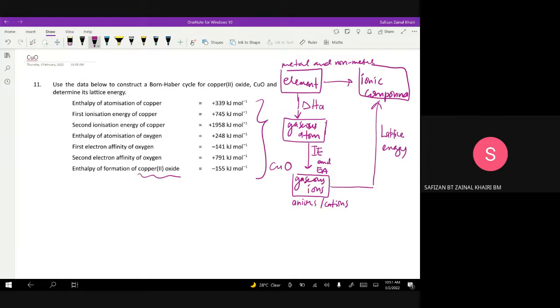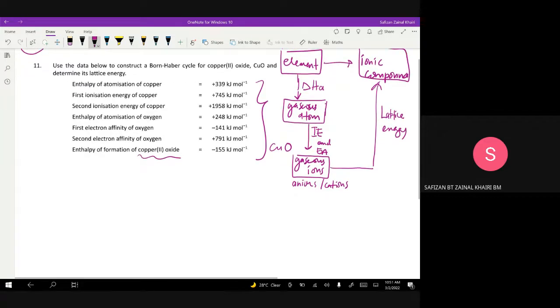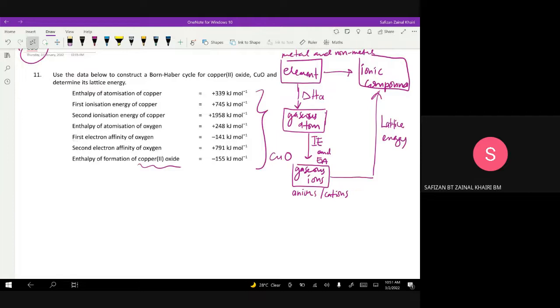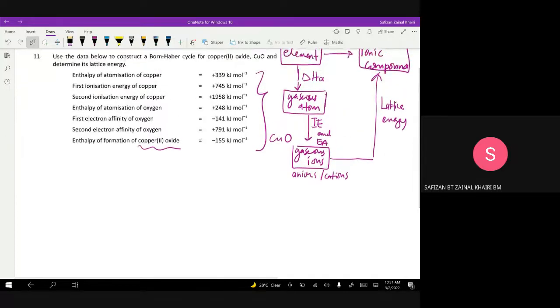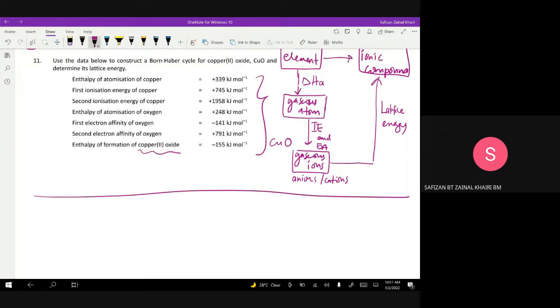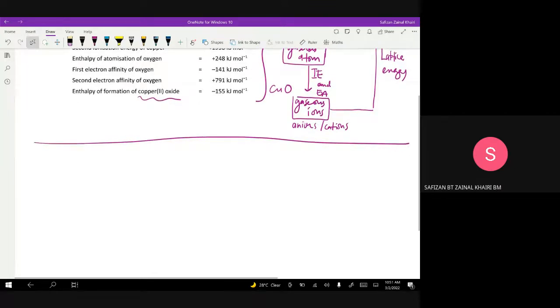Okay, so let me start on how to draw the bond Haber cycle untuk copper oxide. Okay, mula-mula kamu mesti start dulu dengan equation ataupun chemical equation for formation of copper 2 oxide. Okay, saya start dulu di sini ya. Okay, tulis dulu formation of copper 2 oxide.